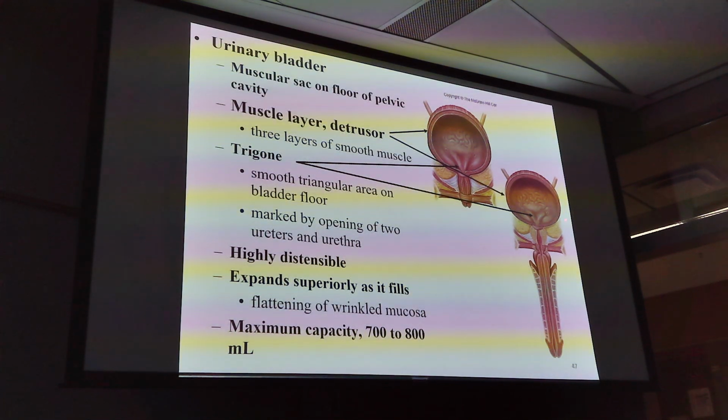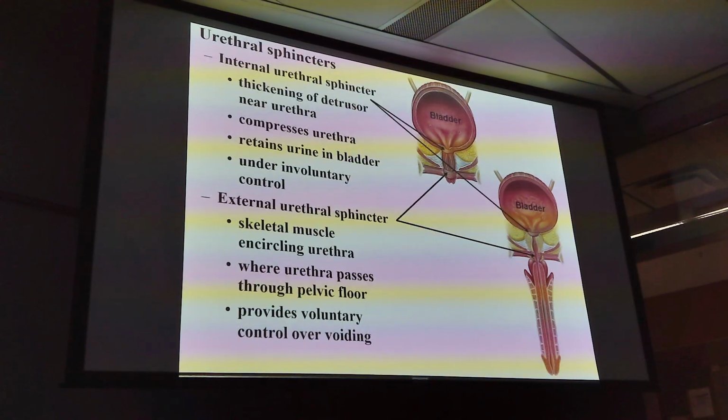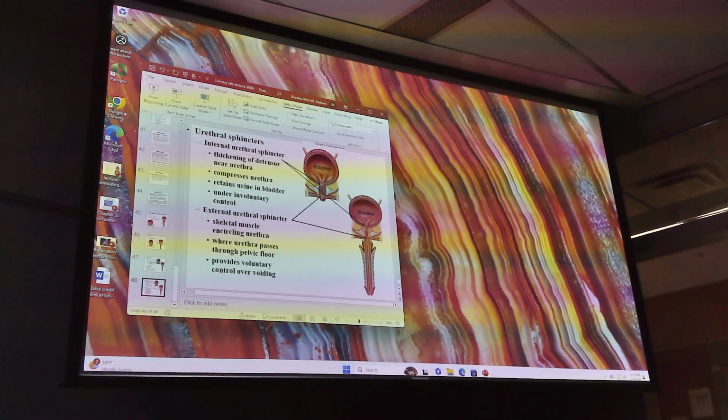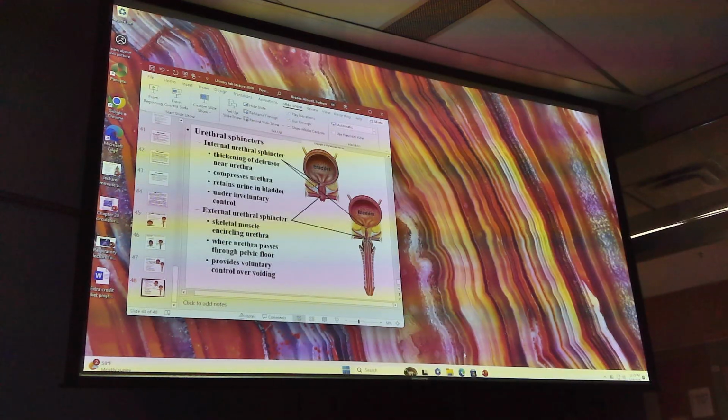The trigone is that triangular place where the ureters come in and the urethra goes out. Make sure you can identify these things, and then your internal and your external urethral sphincter. So that is the lab that we have going on this week, plus the kidney. Pull up the lab.